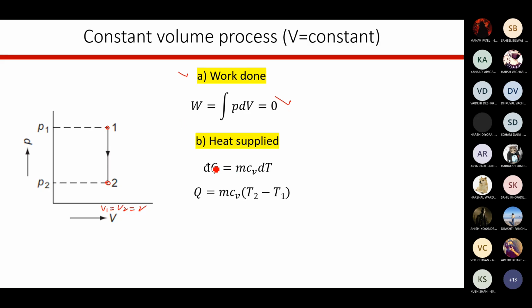Now the second part, find out what is the heat supplied for this process. Using the elemental approach, I am writing dQ is m Cv dT. Now heat is supplied at constant volume, so that's why I'm writing m Cv dT here. If I integrate this expression, I can write the total heat Q supplied is m Cv times (T2 minus T1), final temperature minus initial temperature. So this is the heat supplied at constant volume.